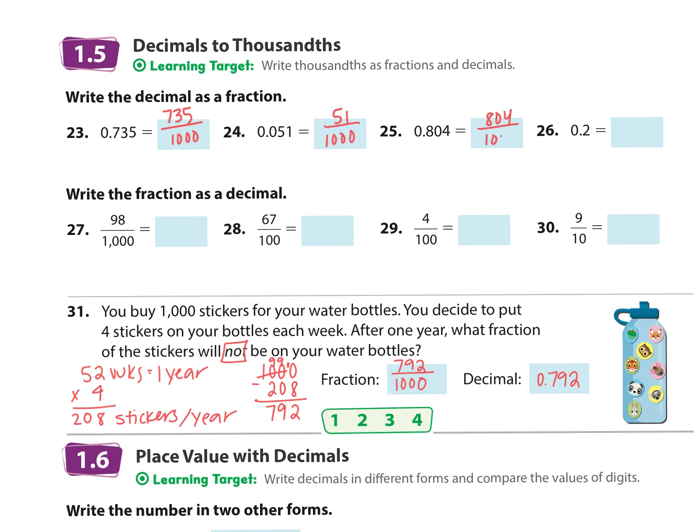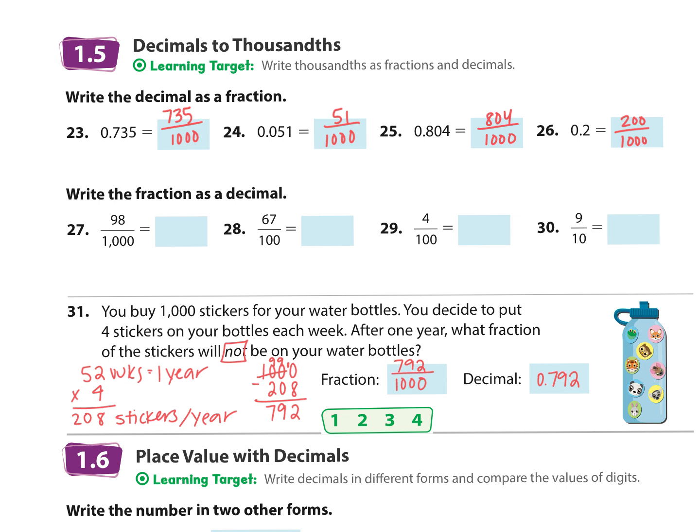804 over 1,000. Now this one's confusing because it is 2 tenths. But if I want to write it as thousandths, what do I have to add to it? 2 zeros. You start as 2 tenths, but then you got to write it to the thousandths because that's what the directions say to do. So then you want to make sure that you add those extra zeros. Okay.